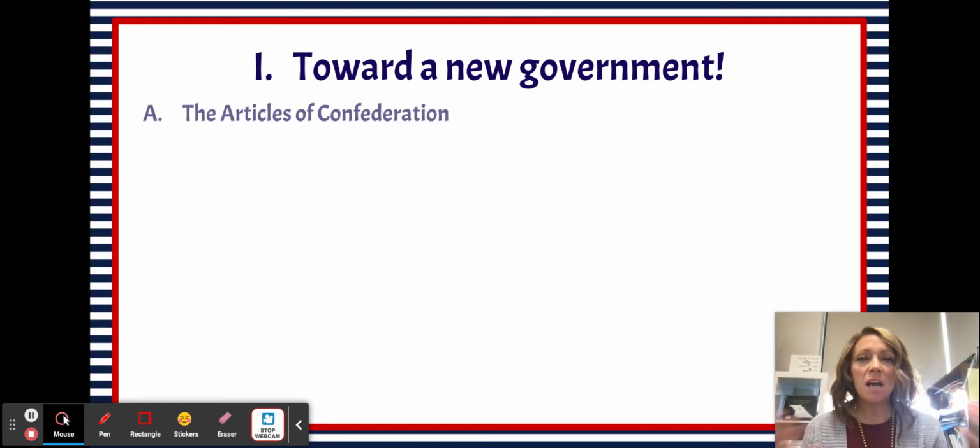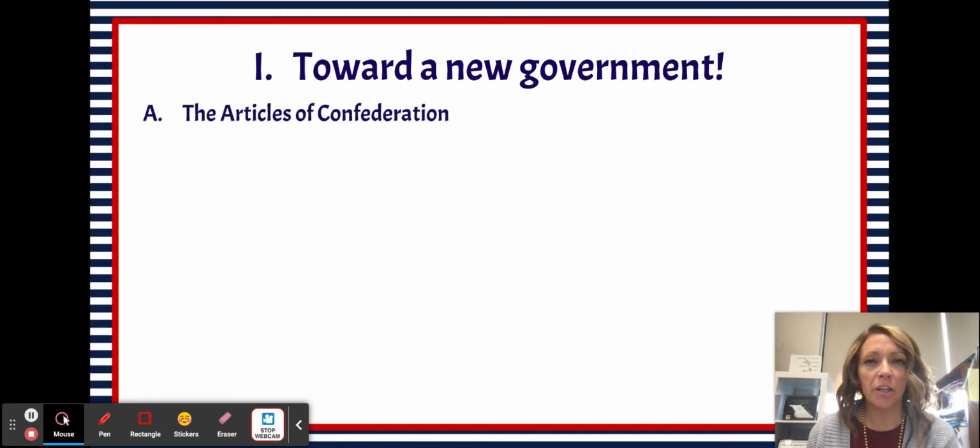So, we have just come out of the American Revolutionary War. We have just signed our peace with Great Britain, and we need to establish a government that's going to be able to function and hopefully maintain order and all of those things that government does. So, we start off with the Articles of Confederation.